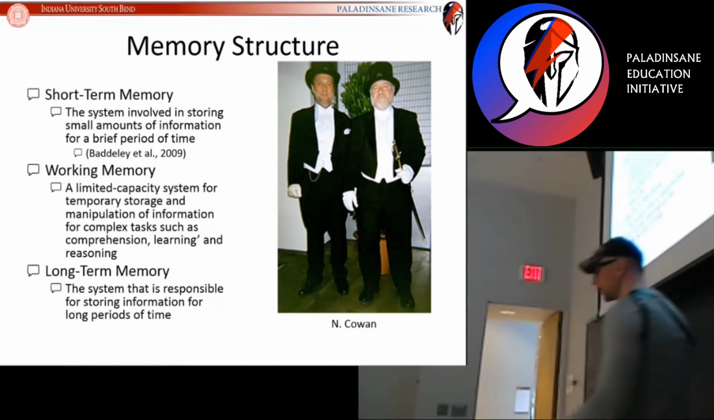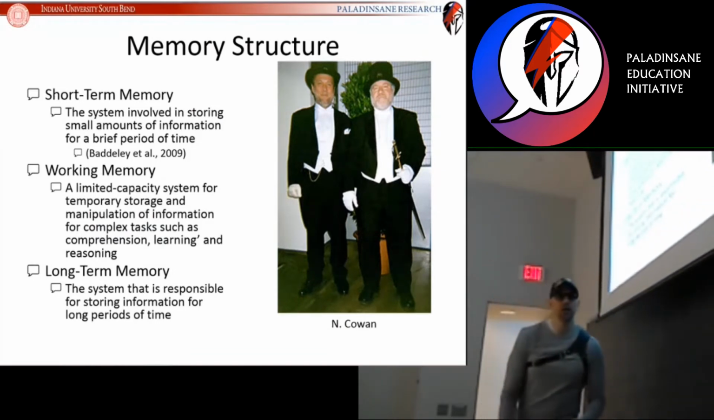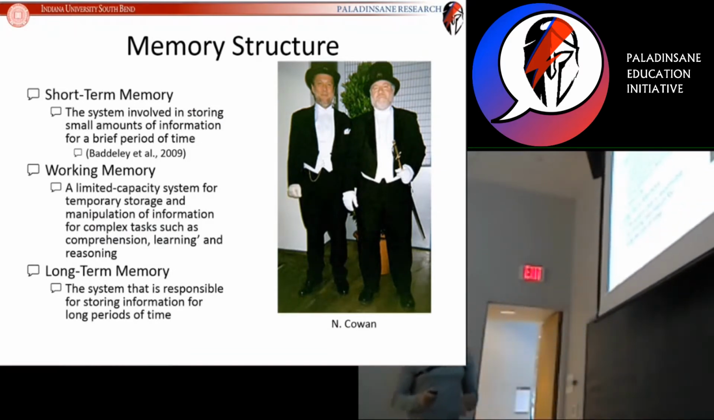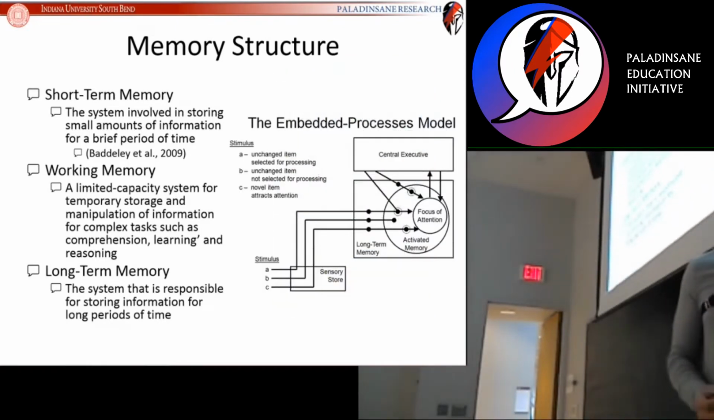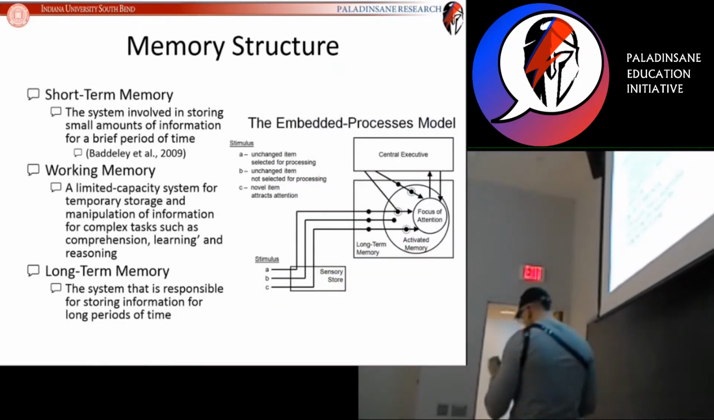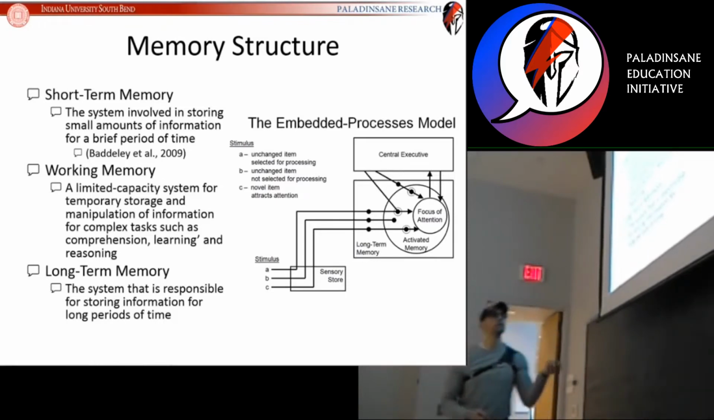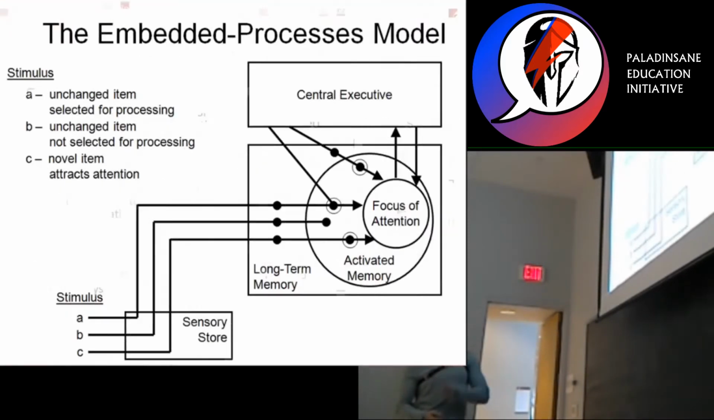All right, next one we have Cowan with his model. So I believe this is Cowan, and this is one of my favorite pictures of psychologists because that's about as fancy as you can get. So Cowan had the embedded processes model. So this is a different type of structure, so we'll zoom in on this.